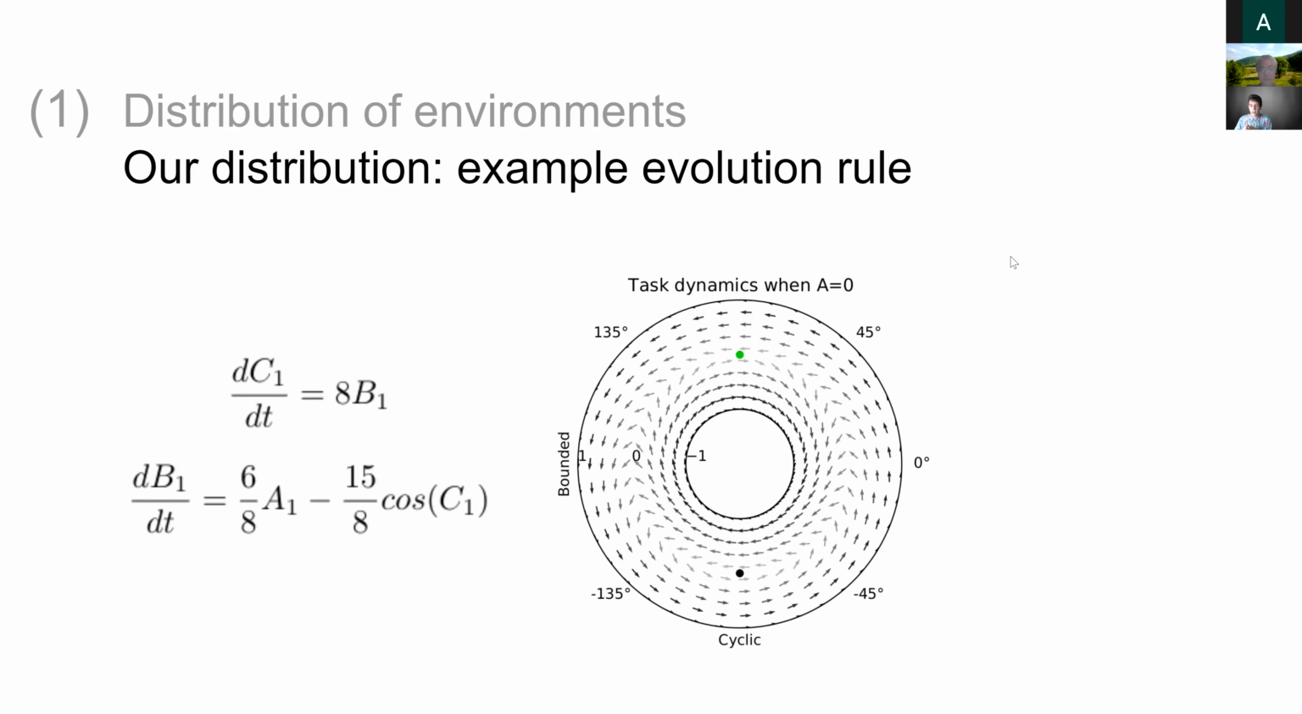So one example of the evolution rule is where we are capable of representing the rule of the inverted pendulum task. In this case, the cyclic variable is the angle, the bounded variable is the angular velocity, and the action variable is the torque. So here the cyclic variable changes at 8 times the bounded variable. The bounded variable changes at 6/8 of the torque, minus this factor with the cosine of the cyclic variable, which is used to represent the force of gravity pulling down the pendulum.